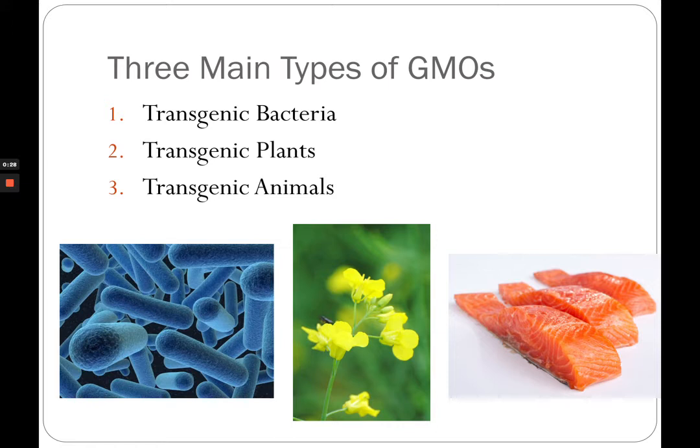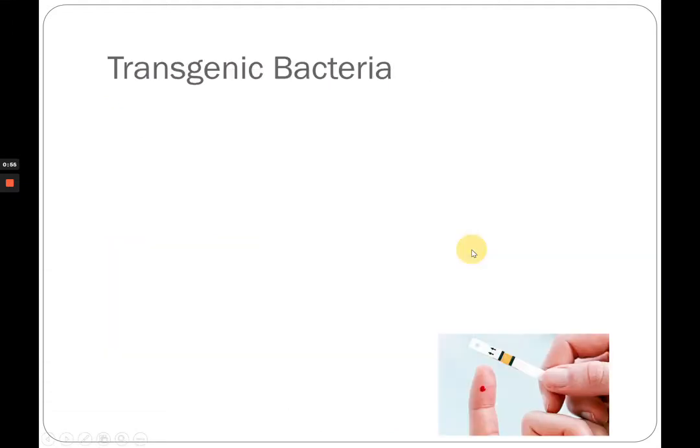The first one is called transgenic bacteria, transgenic plants, and transgenic animals. The word transgenic basically replaces the meaning of genetically modified. Okay, it just means that it has been altered genetically. So you have a genetically altered bacteria, genetically altered plant, genetically altered animal. Okay. So we'll look at the transgenic bacteria first.